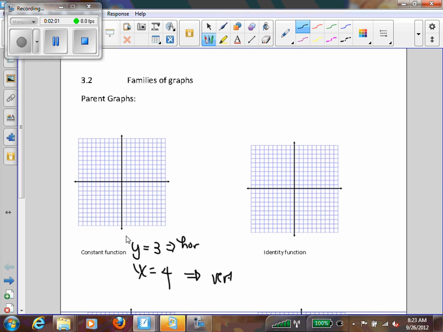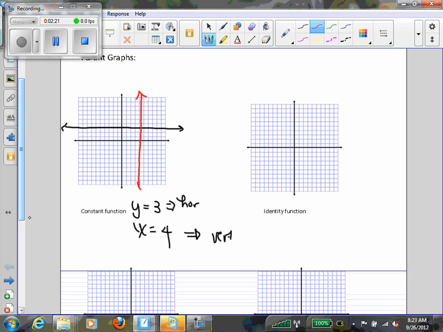So we're going to review just what these parent graphs look like. So y equals 3 would be this one. X equals 4 would be this one. And Alex, these finished are already on Moodle. Okay, exactly what I'm doing. All right, the identity function is simply y equals x. And we know that that's this one here.